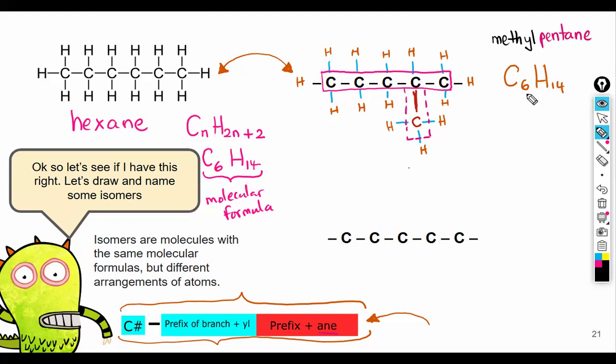Now, where does the branch occur? You have to pretend you're walking from both sides. If you start to walk from the left-hand side, the branch occurs at 1, 2, 3, 4. The branch comes off the 4th carbon on the main part. But if you walk from the other side, it comes off which one? 1, 2. You have to choose the smaller value. It's always the smaller value.